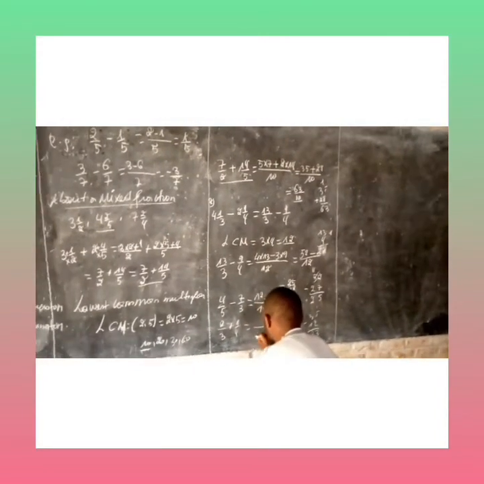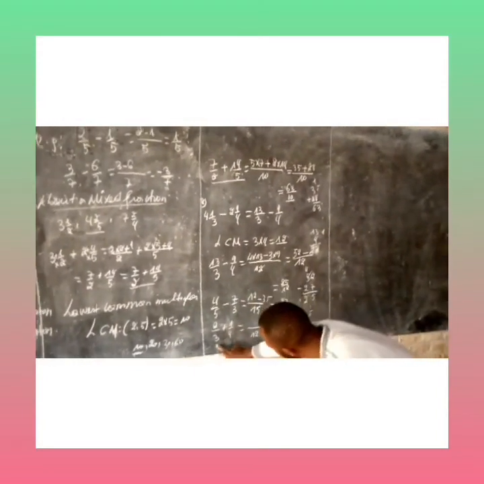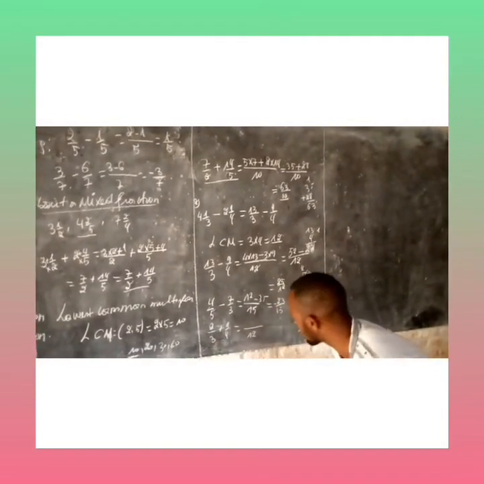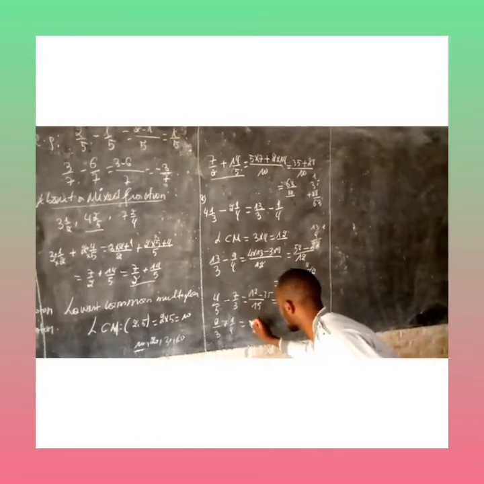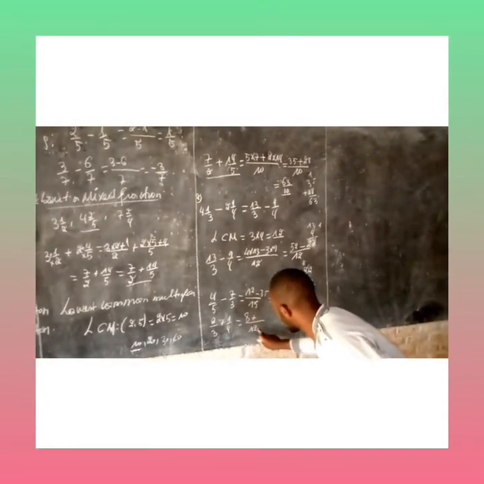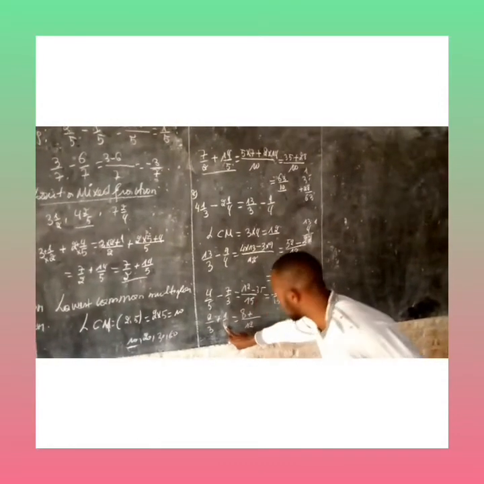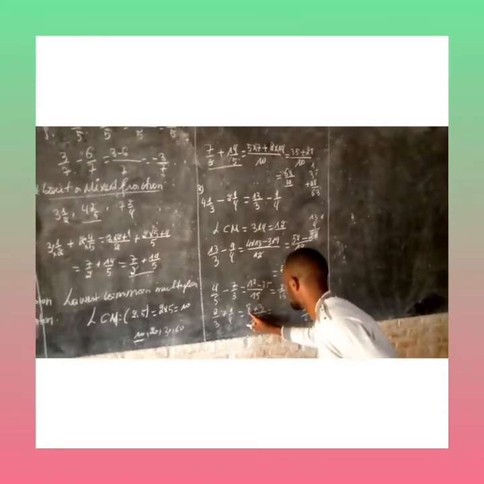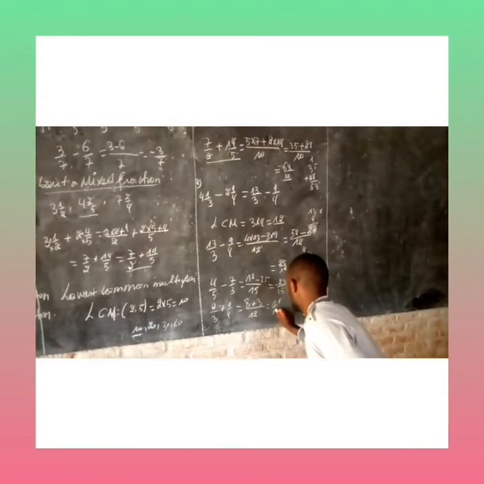Means that the common multiple is 12, because we take 3 times 4, we get 12. And now we get 12 divided by 3, we get 4 times 2, we get 8, plus 12 divided by 4, we get 3. 3 times 1, we get 3, which is equal to 11 over 20.